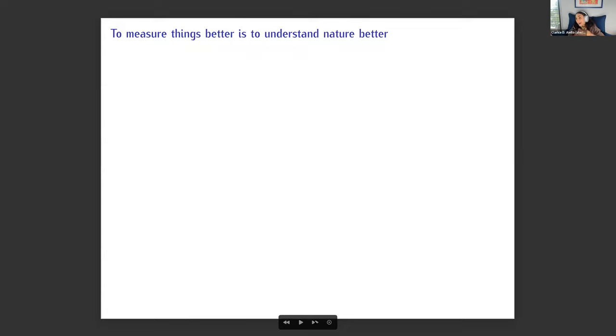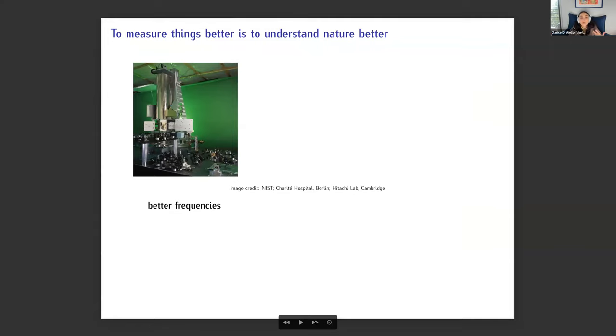So I like to introduce this talk by talking about measurements and measurements of tiny quantities. I think that humankind is obsessed with measuring things because it may be that by measuring things better, we may actually understand those things or nature better. We can think, for example, of measuring frequencies better. This complicated instrument that you see there is called an atomic clock. It sits at the National Institute of Standards and Technology, NIST, in the US, and it defines very well what a second is based on an atomic transition.